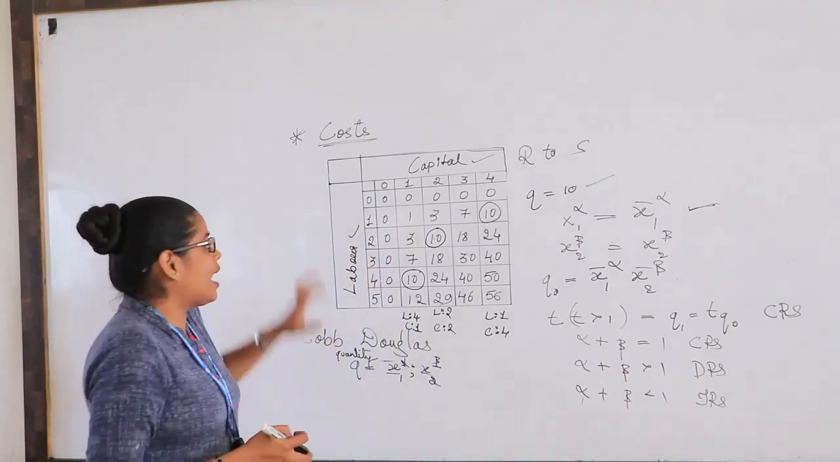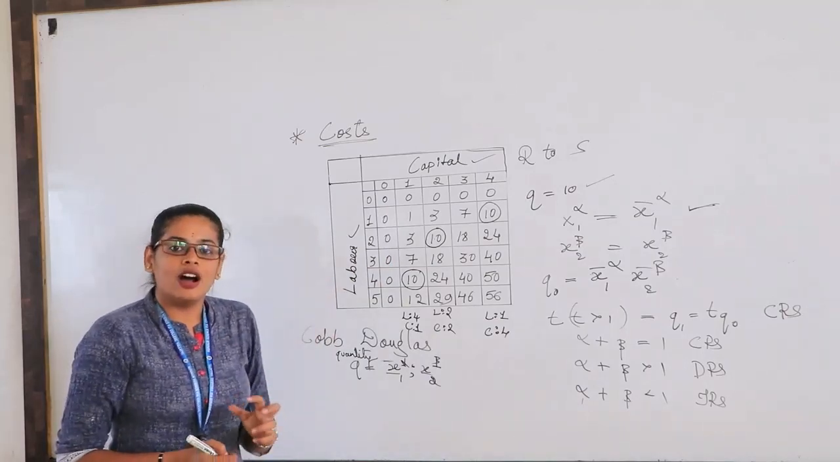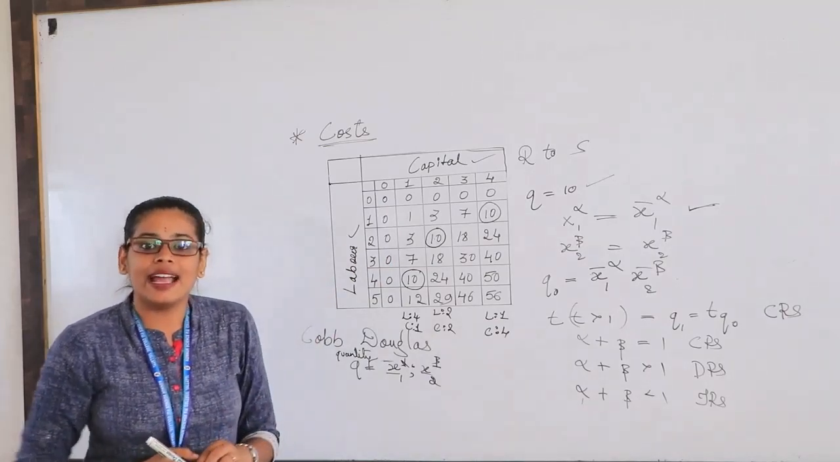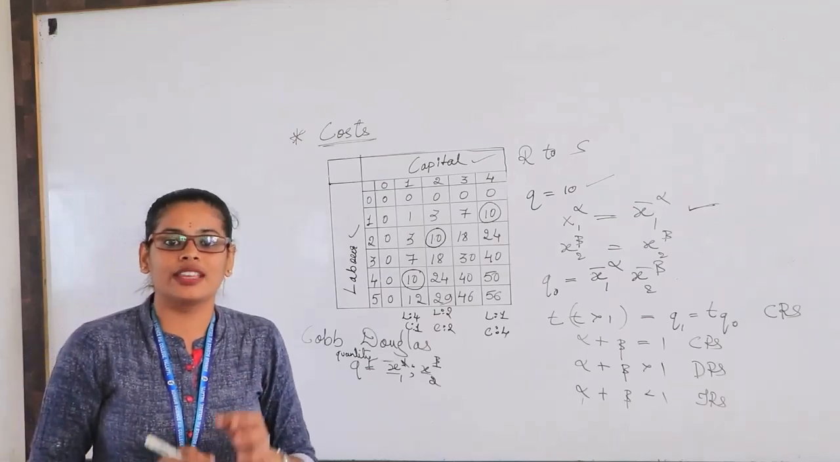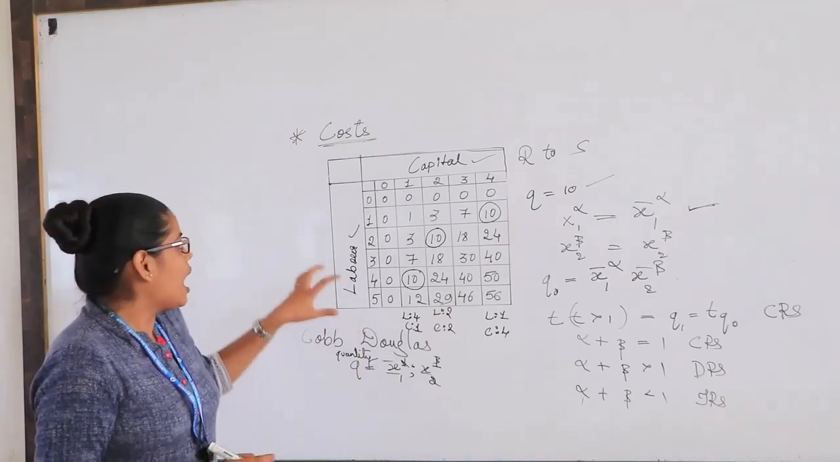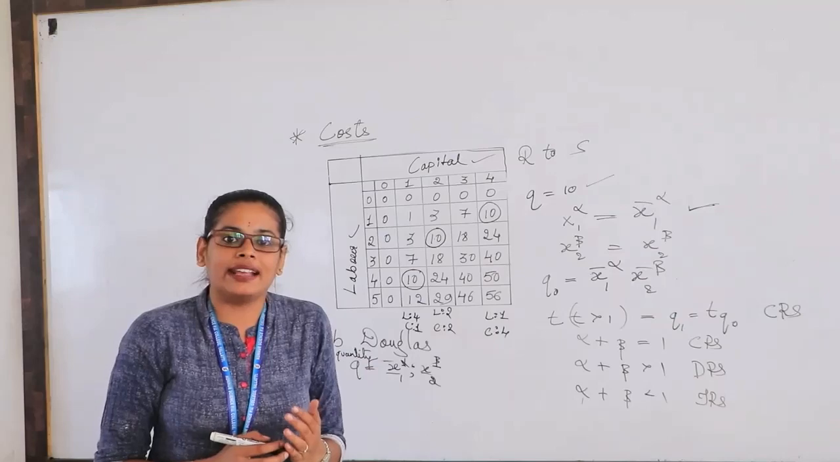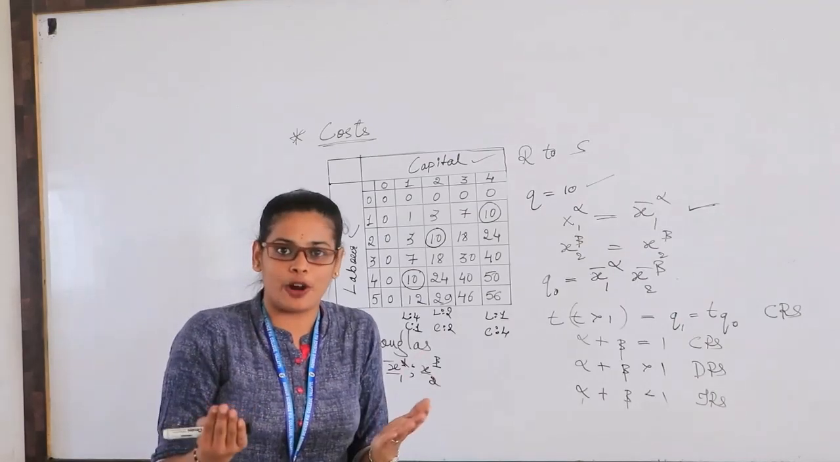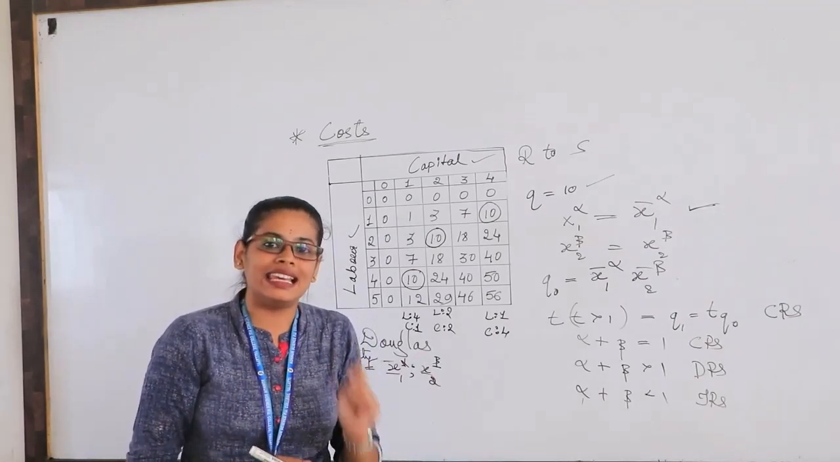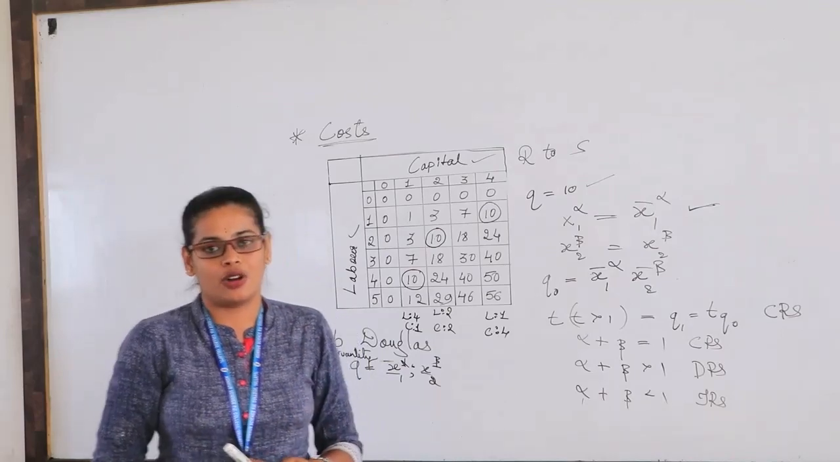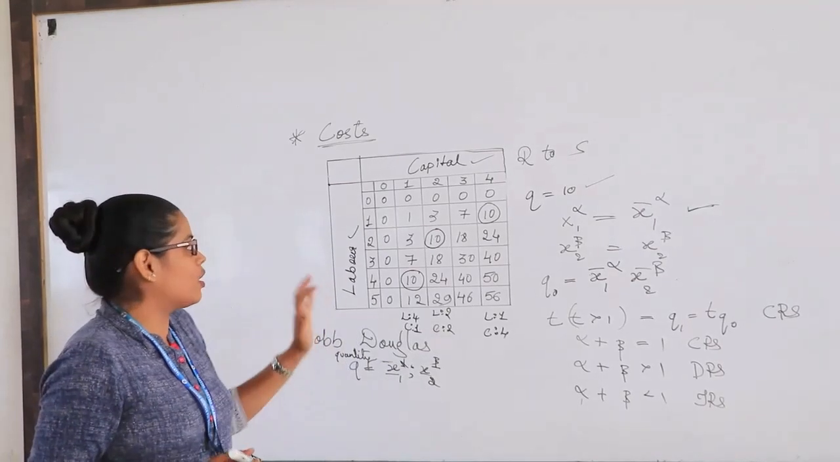So this is how a producer or a firm decides the cost based on the combination of the inputs, whether it is making a huge profit by incurring the least and the least of the costs. So this is all about that.